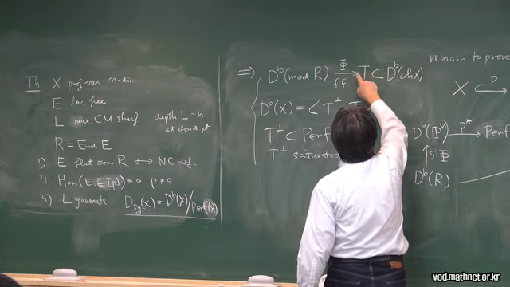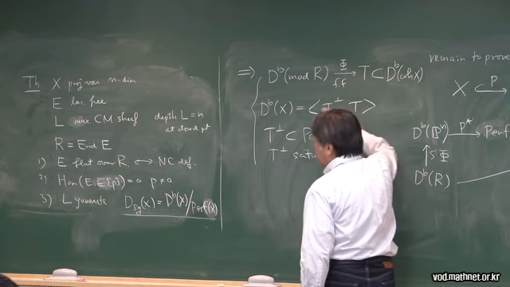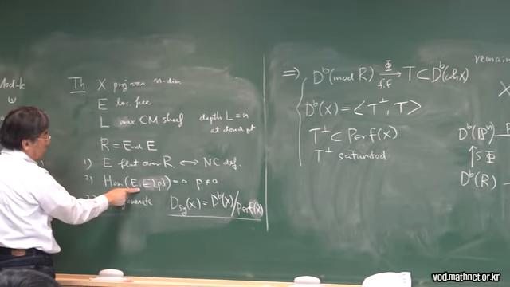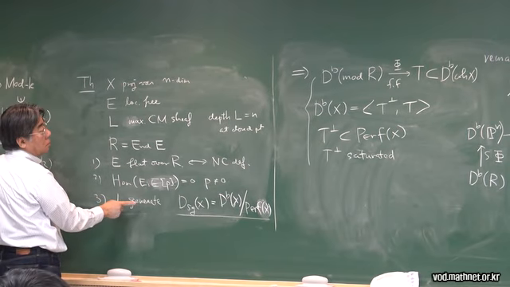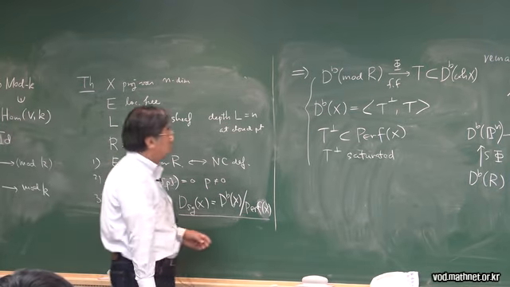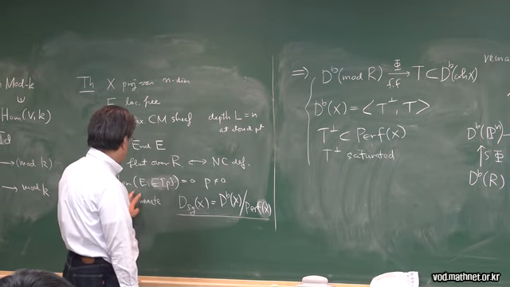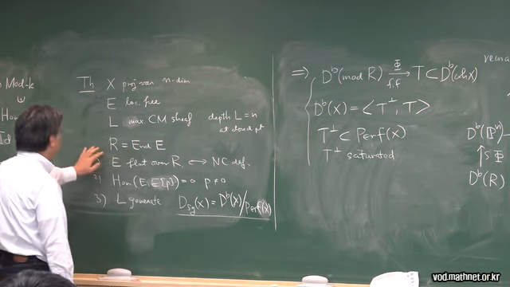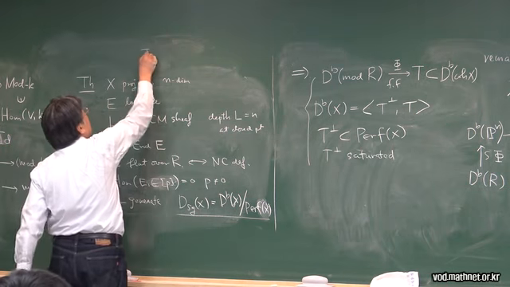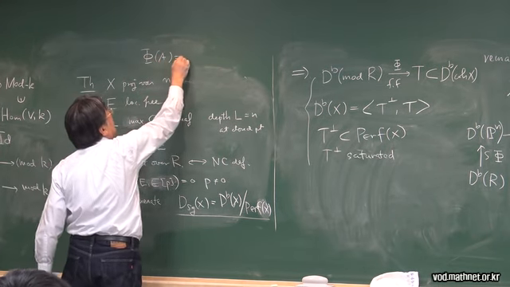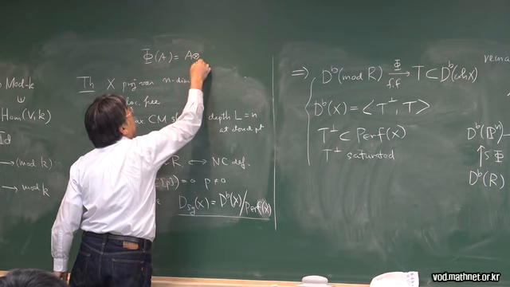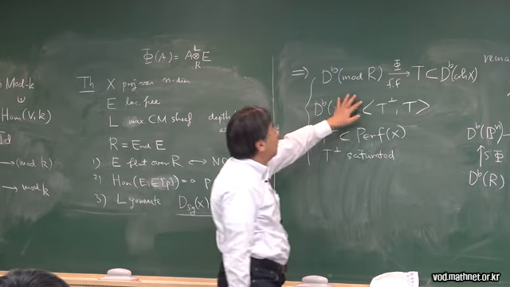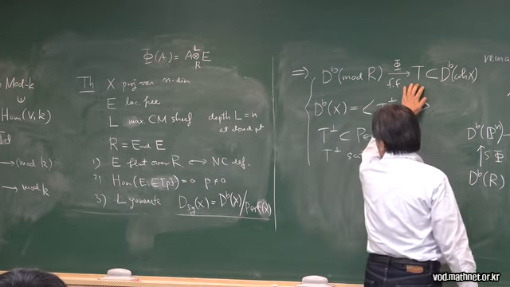this T is not the whole category, because this E doesn't generate the whole category. E generates T. So T is the part where E generates. So phi is defined in the same way as before, phi of A is A tensor E. In this way, T is the part generated by F and E.